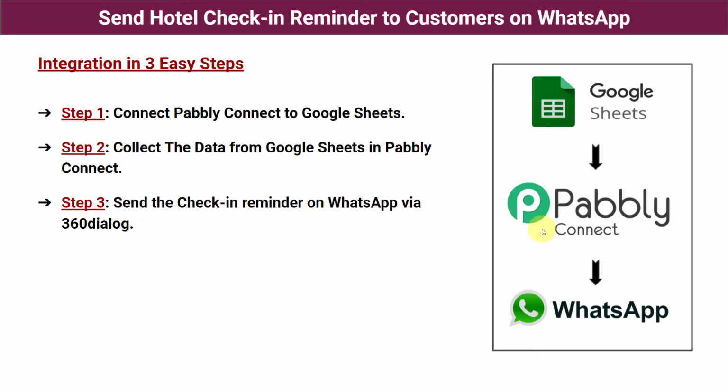So finally, we are going to send the check-in reminders to the people whose data we have received here in Pabbly Connect on their WhatsApp accounts. And to do this, we are going to use another application which is called 360 dialog. Okay, so I'll tell you what 360 dialog is later on in this video. First of all, let's jump back to our step 1 and open Pabbly Connect.